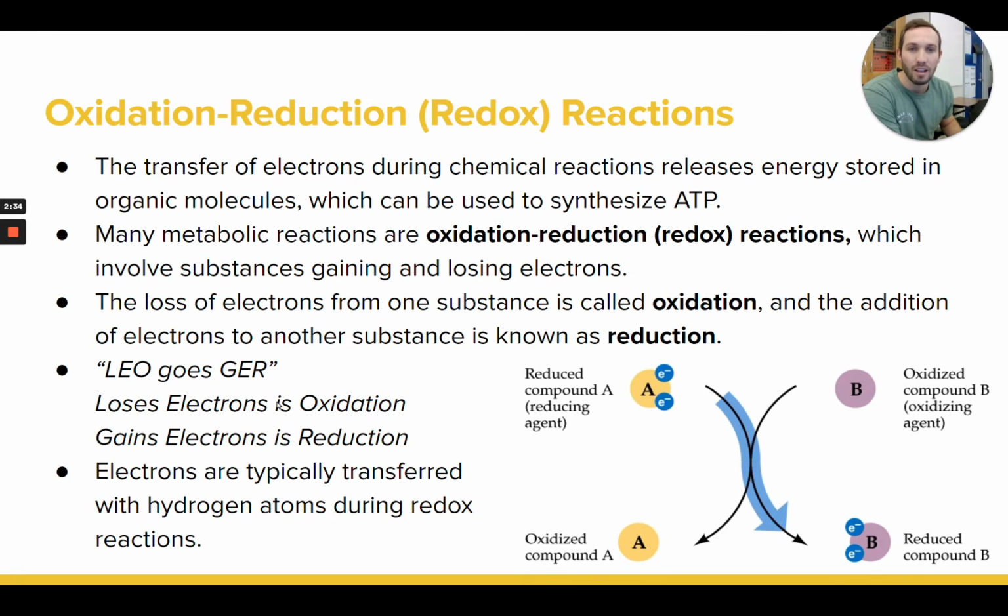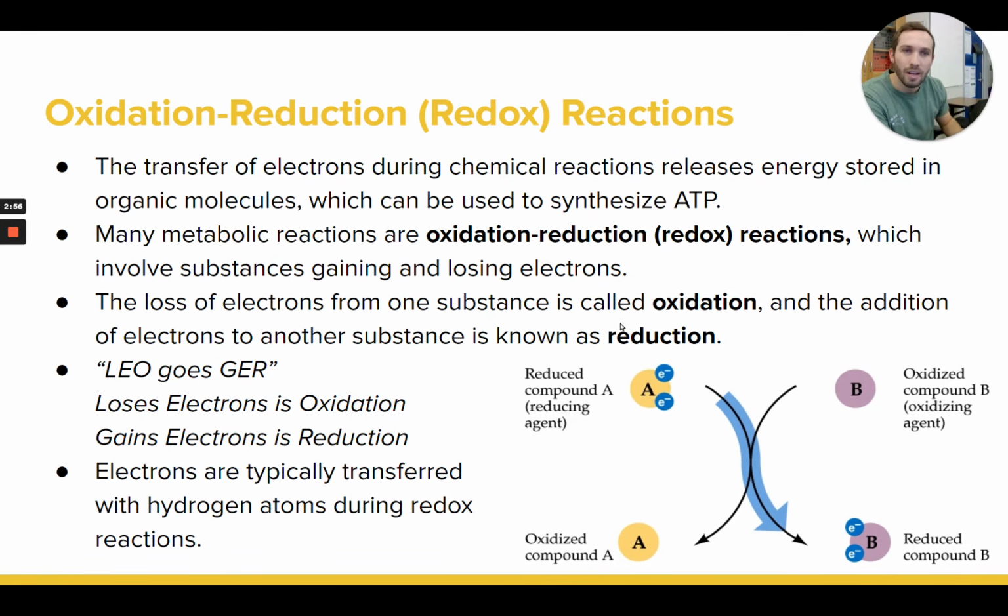And then oftentimes those electrons, as they're being transferred from one molecule to another, you'll also see a movement of hydrogen atoms, because oftentimes those electrons are being transferred with hydrogen atoms. So you'll also see some hydrogen atoms being lost and gained by certain molecules, which gives you an indication that that's where the electrons are going.